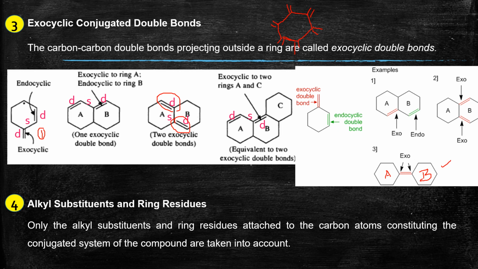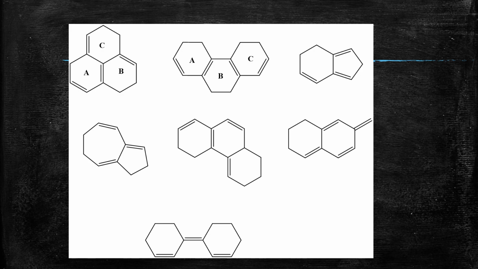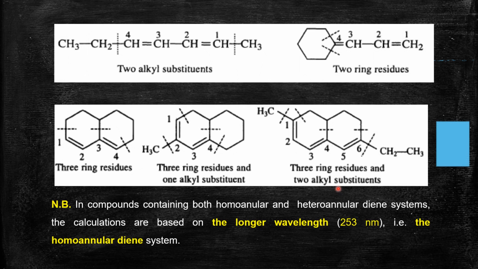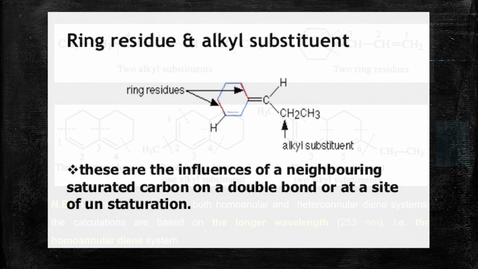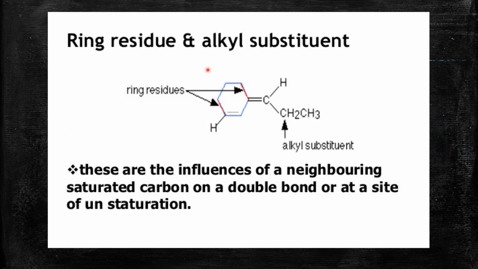And come to the fourth one, alkyl substitution and ring residues. Only the alkyl substitution and ring residue attached to the carbon atom constituting the conjugate system of the compound are taken into account. See here, both rings are present, which means we have to take the longer wavelength as the parent value. The longer one is 253 nanometers, that is the homoannular diene system. The ring residues are the influence of neighboring saturated carbon on a double bond or at a site of unsaturation. We call that ring residues.